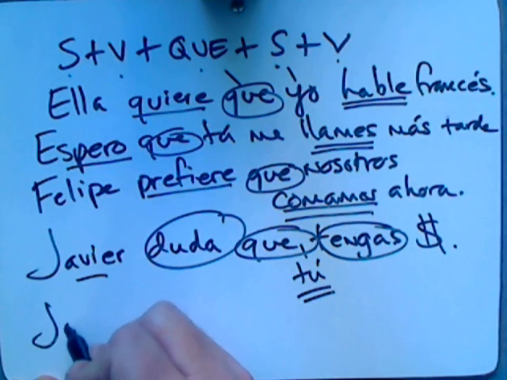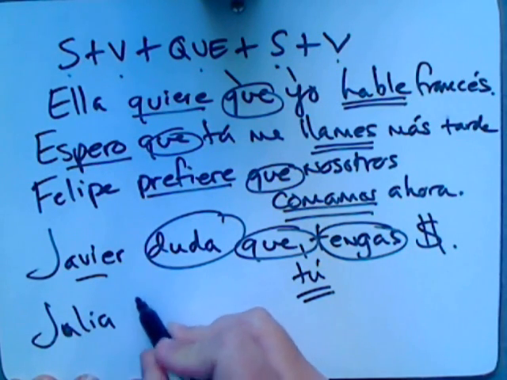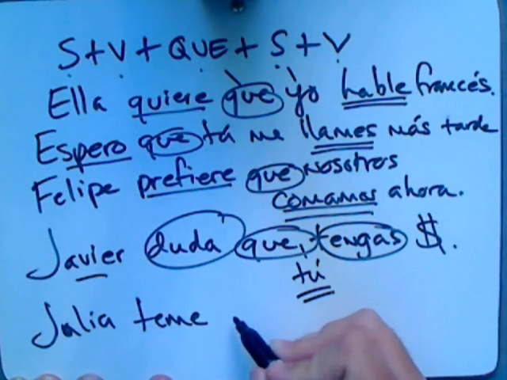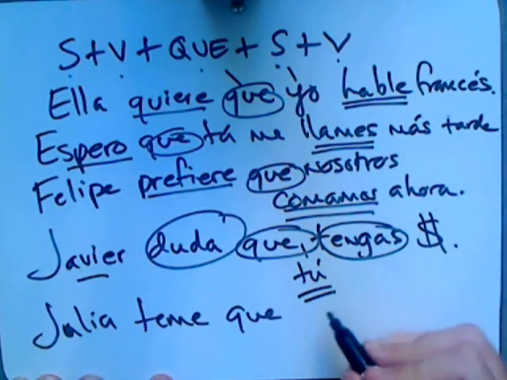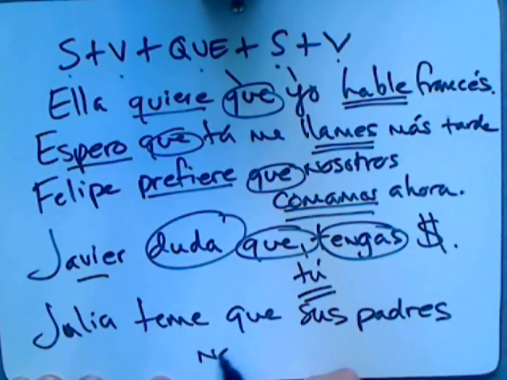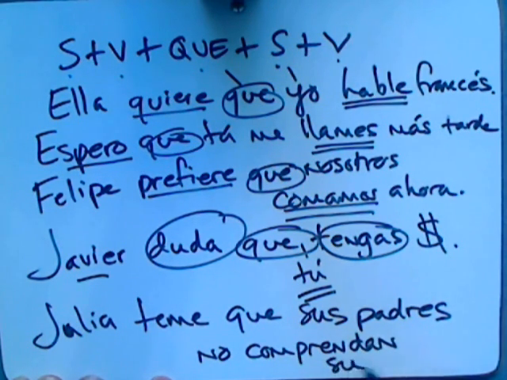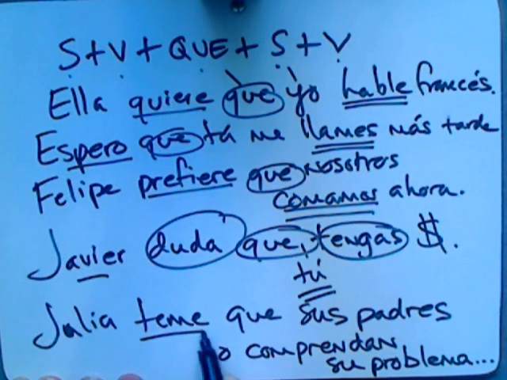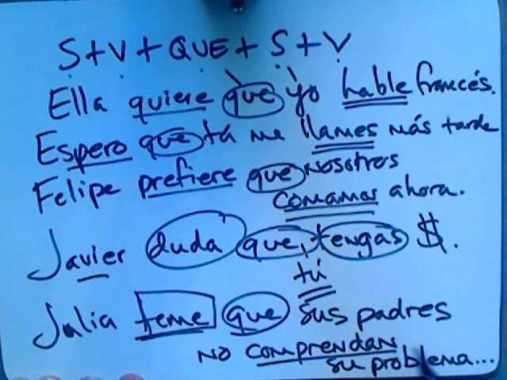And a final example, Julia teme, she fears. Julia teme que, then we need a second different subject, sus padres. Julia teme que sus padres no comprendan su problema. So typical of youth today. And they probably do. We should just give them a chance. So main clause verb in the indicative, clause introduced with que, second subject, subordinate clause verb in the subjunctive.